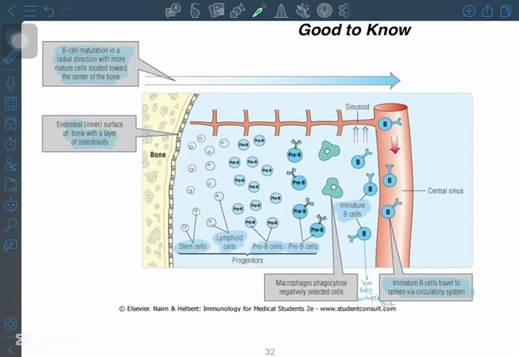Now, this is good to know, but all I want you to know, honestly, from this is that B cell maturation is in a radial direction. Meaning more mature cells are located toward the center of the bone. Remember how in the thymus we have immature cells in the cortex and the mature ones in the medulla? Here in the bone marrow, the ones located toward the center of the bone are the mature cells, while the endosteal, or inner surface, has a layer of osteoblasts.